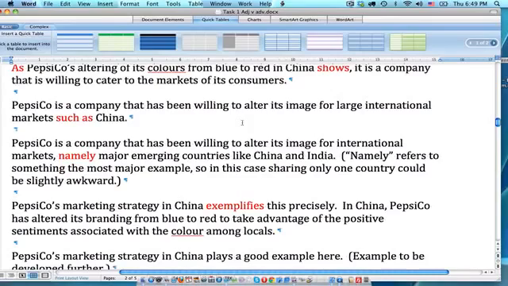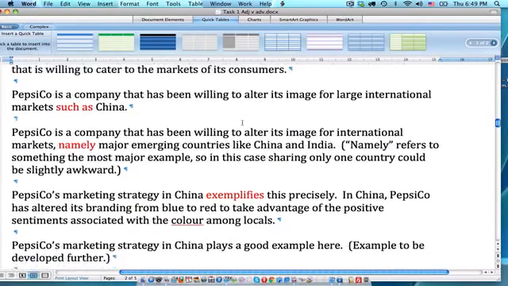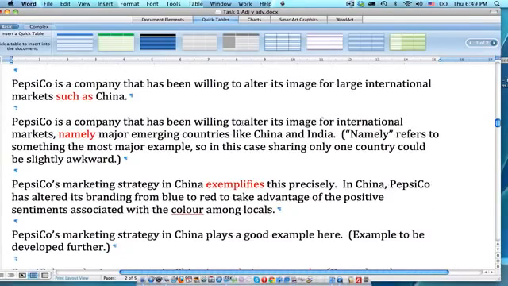PepsiCo is a company that has been willing to alter its image for large international markets such as China. PepsiCo is a company that has been willing to alter its image for international markets, namely major emerging countries like China and India. And I've created a little note for myself. I didn't want to forget to tell you that namely refers to something that is the most major example. So in this case, if we were to share only one country, so for example just China, it might read slightly awkwardly.